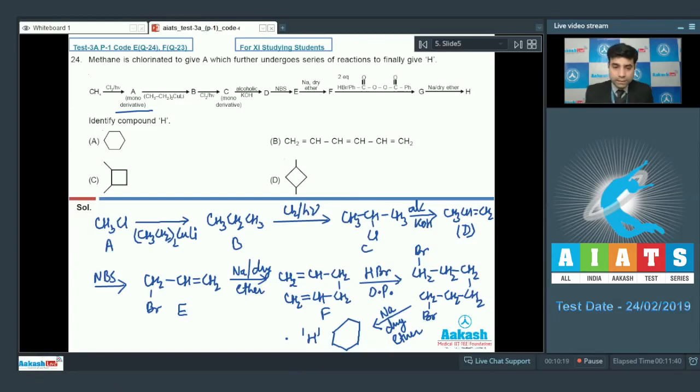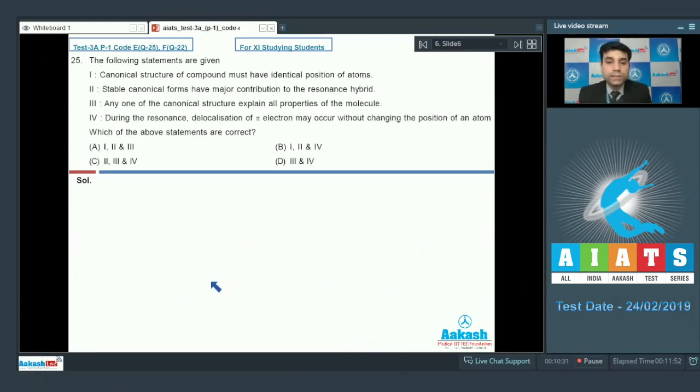So out of the given options, hence the correct answer for this question will be option A. Now let's move to the next question. This is the next question we have. It says the following statements are given. First is canonical structure of compound must have identical position of atoms. Second is stable canonical forms have major contribution to the resonance hybrid. Third is any one of the canonical structures explains all properties of the molecule. Fourth is during the resonance, delocalization of pi electron may occur without changing the position of an atom. Which of the above statements are correct?